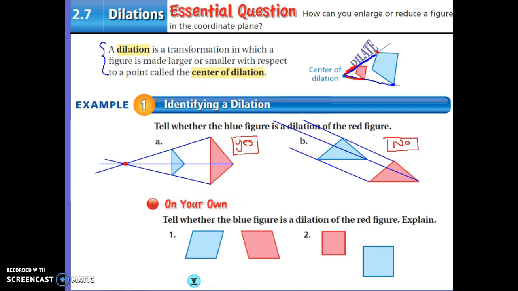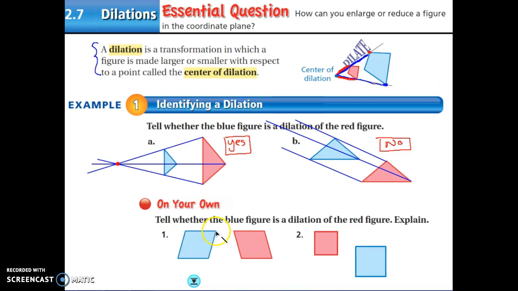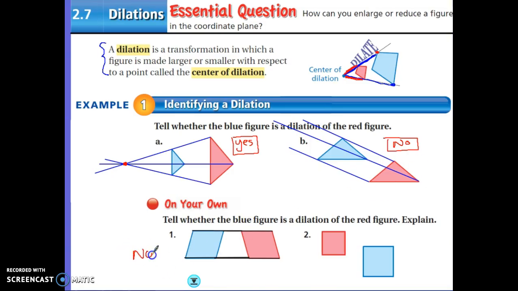In number 1, when I try and connect my vertices, the corresponding vertices are horizontal to one another, so when I start connecting them, my lines don't all intersect at the same point. All 4 of these lines that I'm drawing should cross at the same point, but in fact they don't. So this would be a no. The blue figure is not a dilation of the red figure.